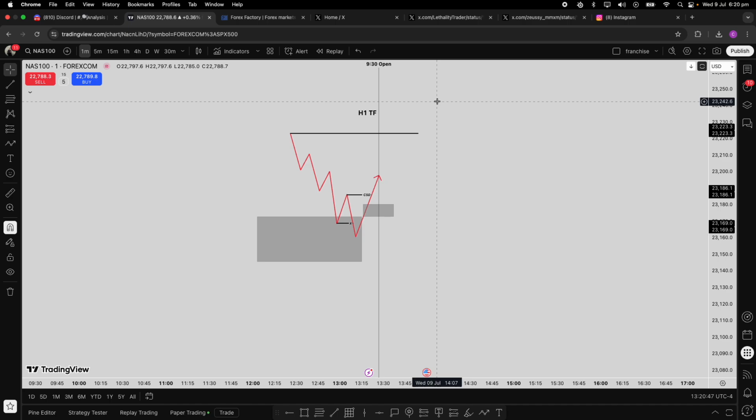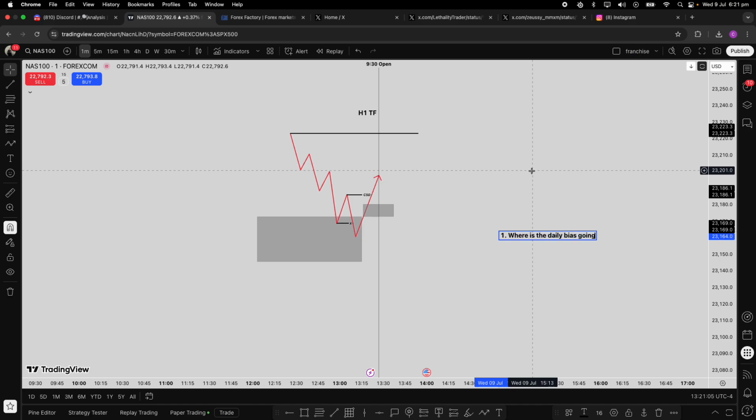So I don't want to yap too much, but I just want you to really take in what I've said, and take away two things. One, where is the daily bias going? Slash higher time frame. Priority daily bias. Where is the daily bias going? Two, what does 9:30 need to do to continue daily bias?